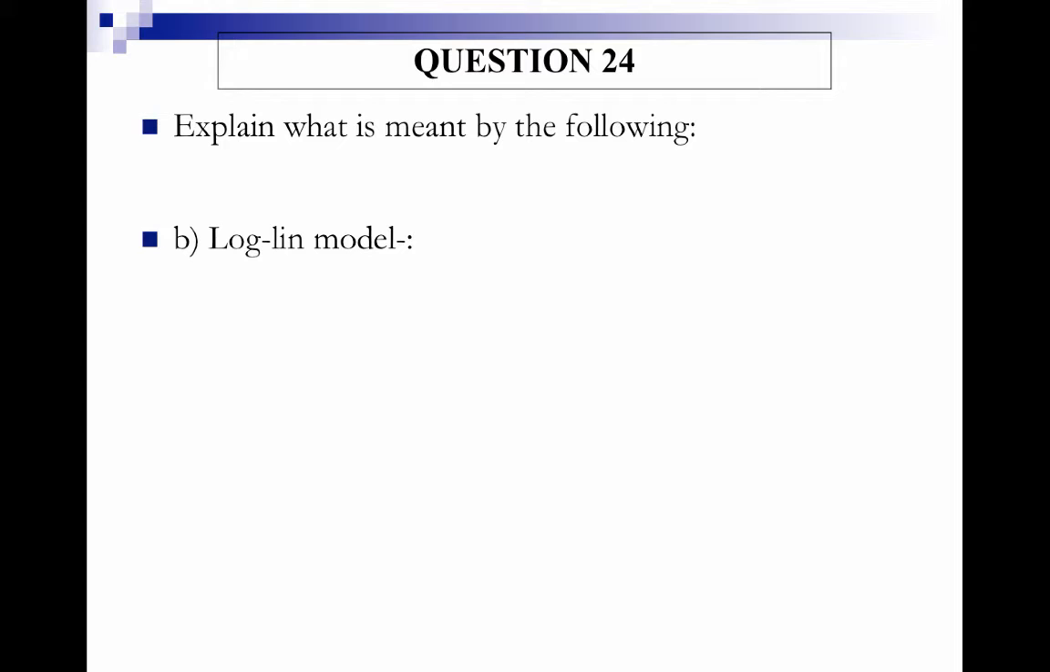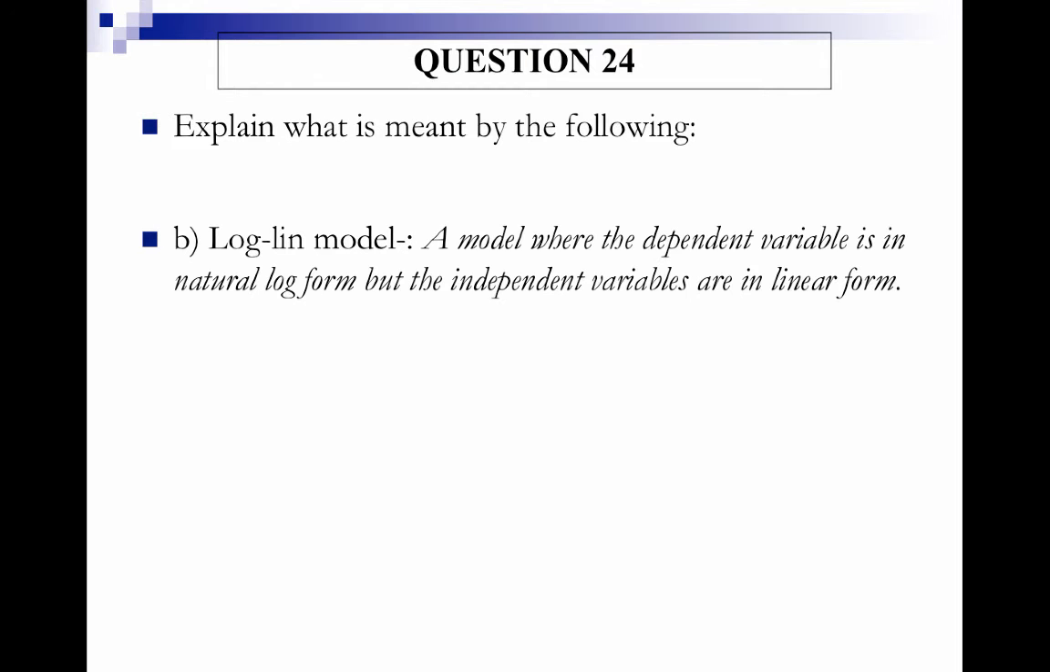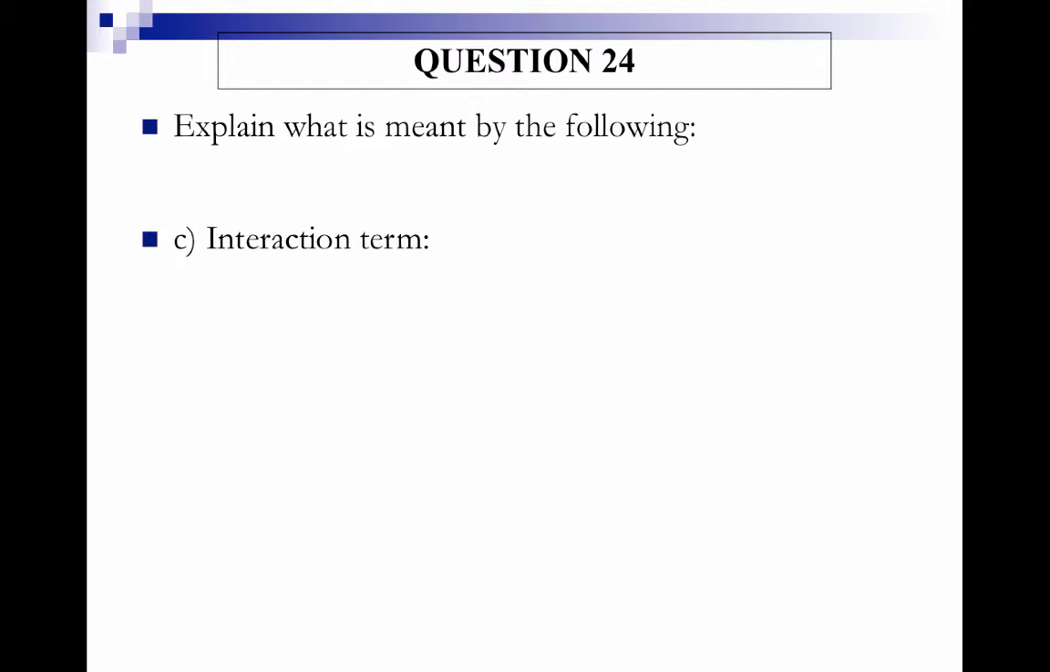For a log-lin model, the dependent variable enters in natural log form, but the independent variable or variables are in linear form. An example of that is the growth model, where time comes in linearly, but the output level comes in natural log form. Okay.